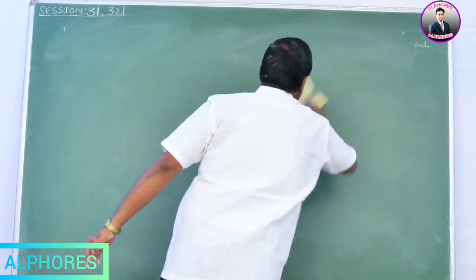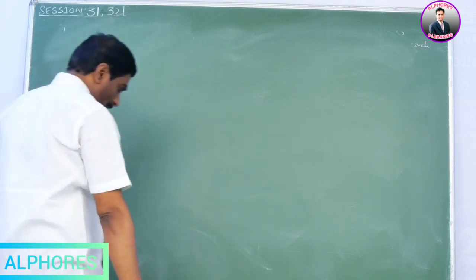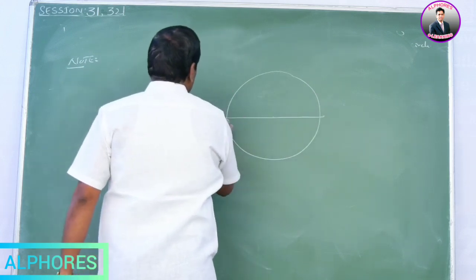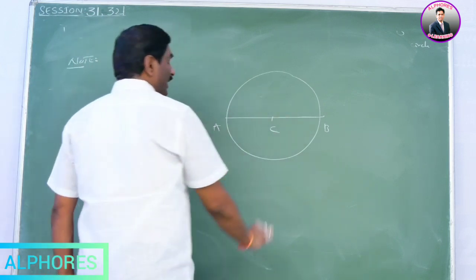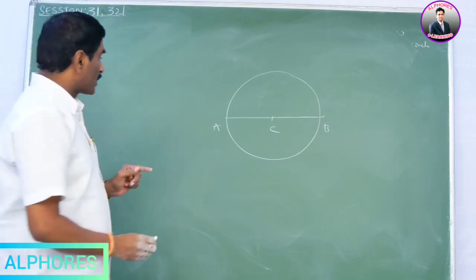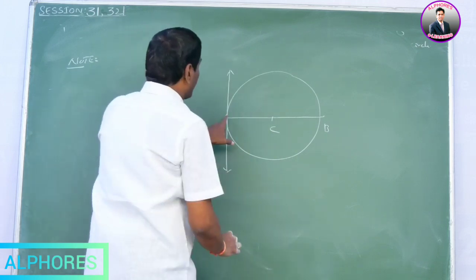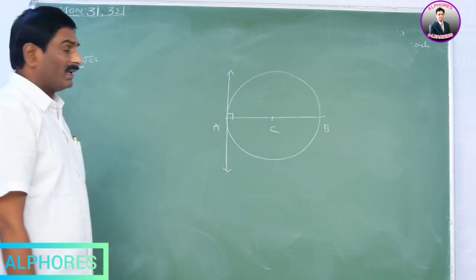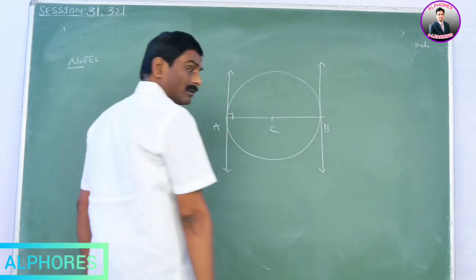Next, note this point. Please write this note point. Suppose this is a circle and AB is the diameter of the circle. Diameter means it passes through the center of the circle. The tangents at the extremities of the diameter of the circle are always parallel. Suppose at A we draw a tangent. This tangent must be perpendicular to the radius joining A to C. That means it is perpendicular to AC. Next, the tangent at B touches at this point. It is the tangent.